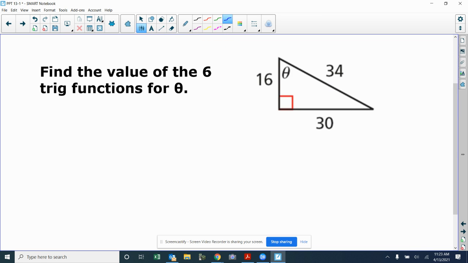What do I want to do first? Label the sides. Okay, so here's my theta up here. So 30 is going to be what? It is going to be the opposite. Right? The adjacent is what? 16. And here's your hypotenuse. Give me all 6. Sine, cosine, tangent.